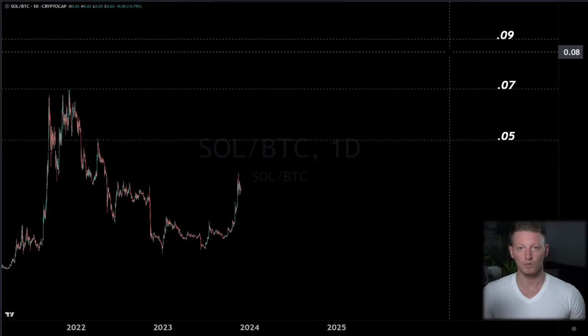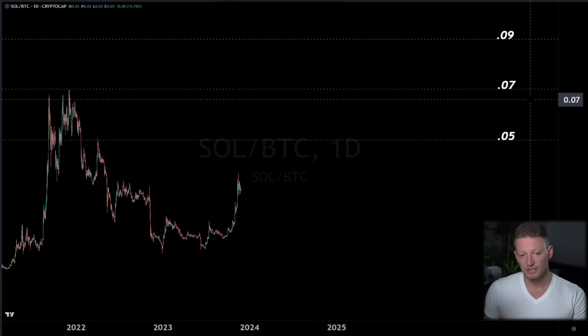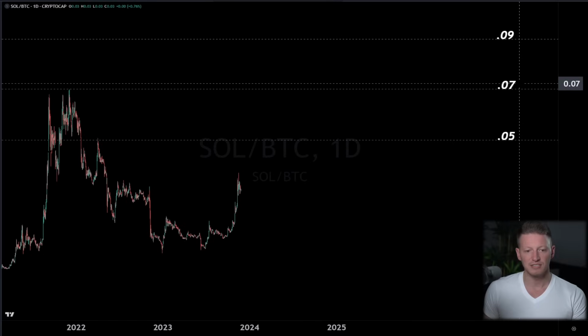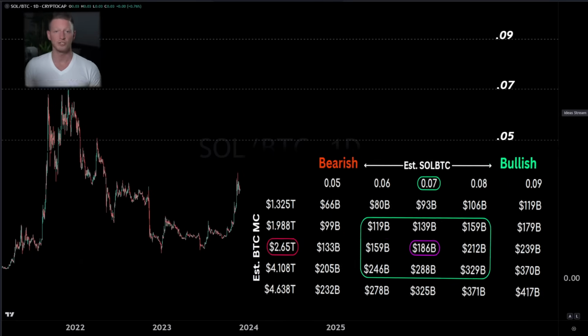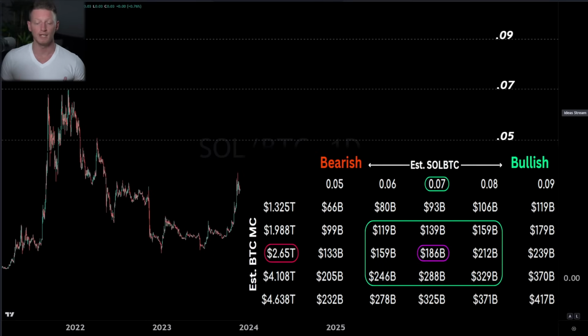So all of these are reasonable, and I think you could come up with a logical cause of any of these scenarios happening. And it's why I think it's dangerous to give specific price predictions in the crypto market, because there's just simply too much speculation and too much narrative that can drive a price much higher or much lower, right? In a number of different situations. All right, so that allows us to then come up with an estimated Solana to Bitcoin price.